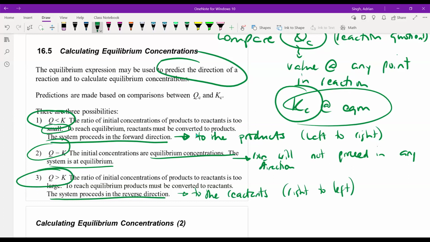Okay, and when we calculate Qc, we're going to just compare it to the Kc value to predict how the system is going to proceed. Is it at equilibrium if Q is equal to K? Is Q less than K? That means the system is going to proceed in the forward direction to the product side, left to right. If Q is greater than K, that means we have a greater amount of the products than we do at equilibrium. So the system is going to proceed in the reverse direction to reduce the concentration of those products to get us back to equilibrium.